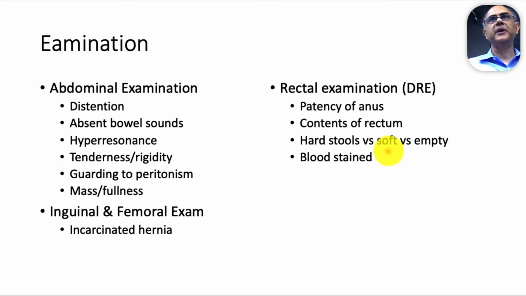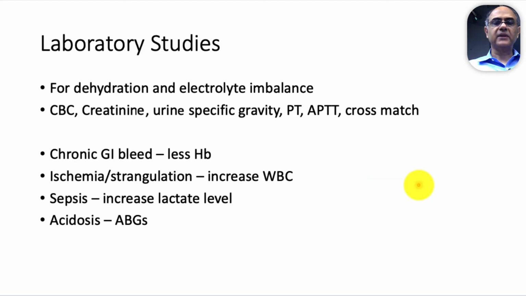If it is empty, it means it is obstructed on the upper side and there is nothing coming down. If it is soft, it means it is simple constipation or partial obstruction. And if it is hard stools, it means the stools are impacted. And if it is blood stained, it means it is bleeding from somewhere, there might be some growth. Then you will investigate the patient.